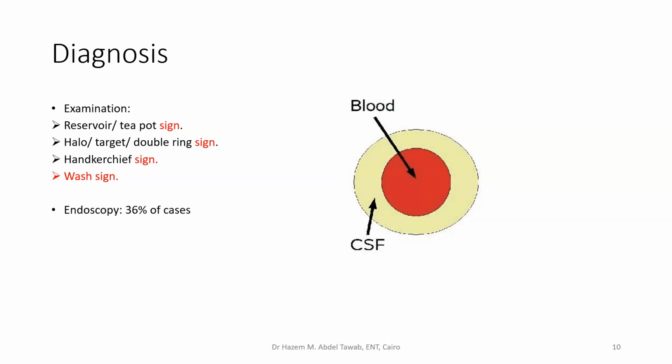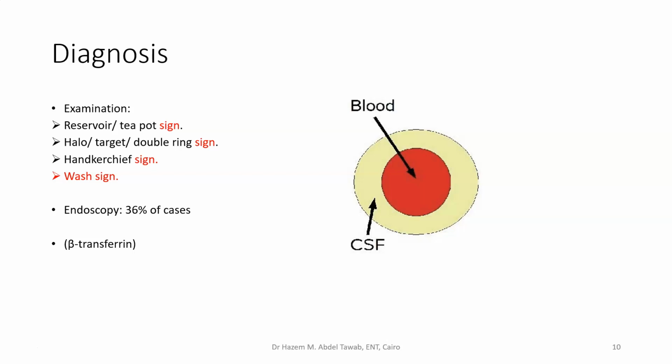So if you, by examination, have the suspicion, we should go for the endoscopy, which can diagnose the site in up to 36% of cases if you prepared your patient well. But again, the specific test that we should search for is collecting this fluid. If you can collect this fluid and go for the beta transferrin, which is very specific to the cerebrospinal fluid, you need to collect that fluid and send it to the lab.